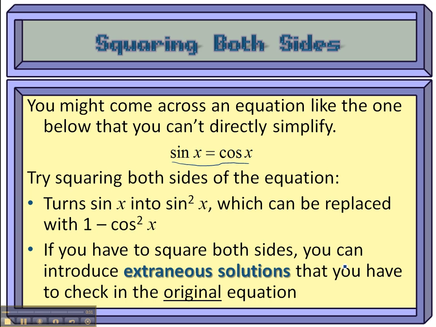When you do this strategy, when you square both sides, you have to be careful because it will introduce extraneous solutions that you have to check. So an extraneous solution is, it looks like it works whenever you solve the equation, but if you stick it back into the original equation, it doesn't. So we have to be careful here.